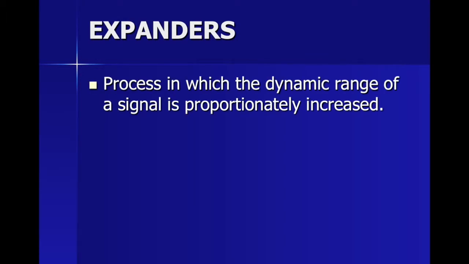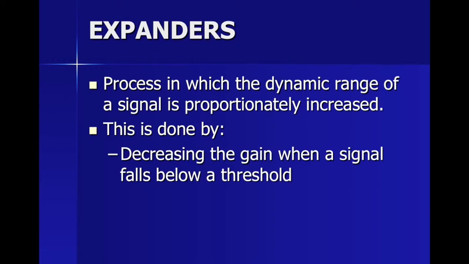Now, expanders are the opposite. They take our signal and, instead of decreasing the proportional dynamic range of it, we increase it. And this is done in a couple of different ways. The most common is called downwards expansion. What we do here is decrease the volume of a signal once it falls below a certain threshold. So that's the opposite of a compressor. A compressor turns it down when it goes above the threshold. An expander turns it down once it goes below the threshold.